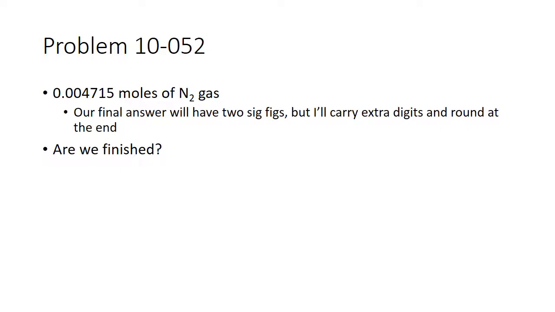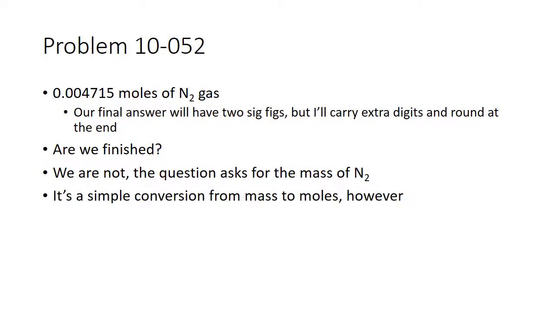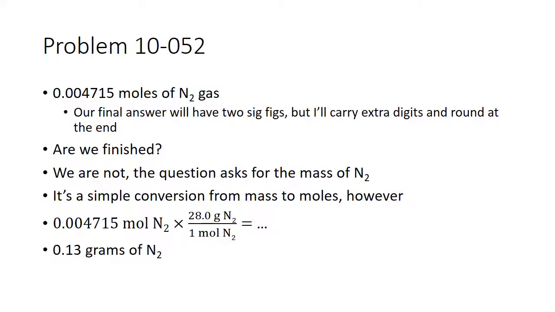So are we finished with the problem? Not quite. They ask for the mass of nitrogen. We've got one more calculation to perform. The conversion is pretty simple, however. We're just going to go between mass and moles. We're starting with moles. We're going to convert to grams. We start with 0.004715. Our molar mass of N2, now this is N2 and not just nitrogen, 28. Moles cancel. We multiply our two numbers and I get 0.13 grams of nitrogen. That's rounded to two significant figures.